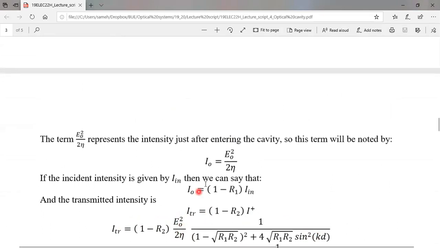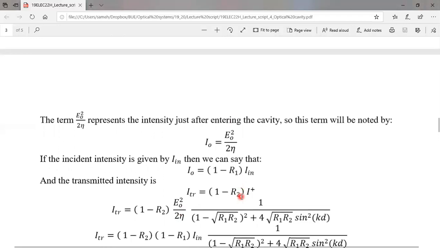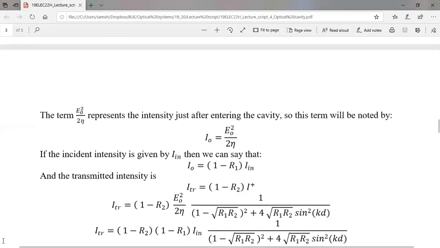But let's now try to see. Oh, E naught square over 2 eta is simply the I naught. And I naught is equal to 1 minus R1 times I in. So I can simply remove E naught square over 2 eta, this term can be simply removed, and I can put 1 minus R1 times I in. So I can say like that the I transmitted equals 1 minus R2, 1 minus R1 times I in, times this huge mathematical term.